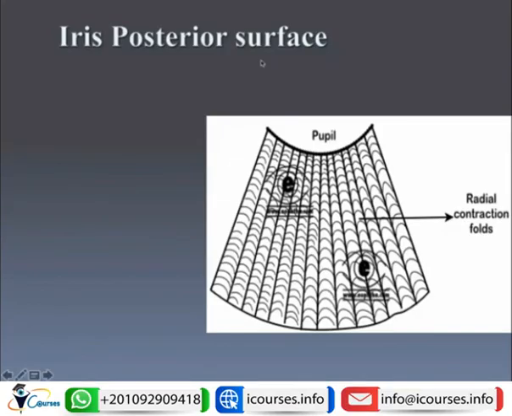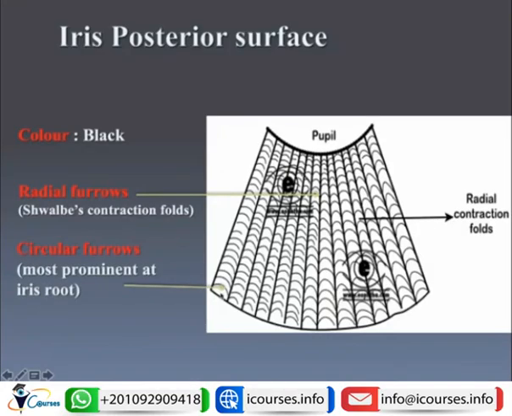So if we have a view of the posterior surface of the iris, what can we see? Here is the pupil, and we have two types of folds. As I told you, the color will be black, and we have vertical folds extending from the pupil to the ciliary margin, which are called the radial furrows or Schwalbe's contraction folds, the vertical ones. While the horizontal ones are called circular furrows, which are more prominent at the iris root. So we have radial furrows and we have circular furrows.